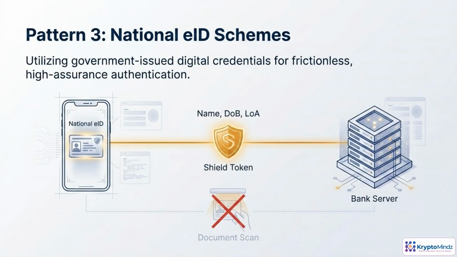National eID schemes let banks rely on government-issued digital identities instead of collecting documents themselves. The user is redirected to their national eID service, authenticates strongly there, and the bank receives verified attributes such as name and date of birth. This gives high assurance KYC and simplifies evidence handling, but its usefulness depends on how widely eIDs are deployed and whether customers actually use them.